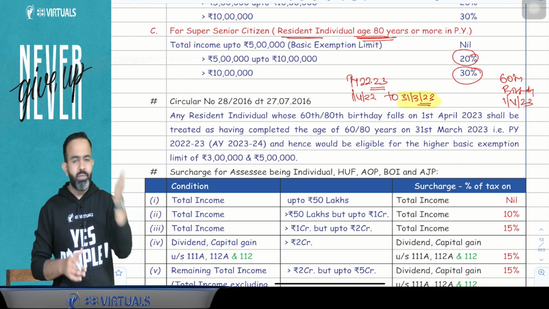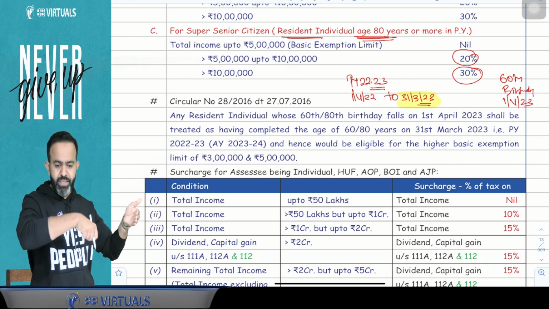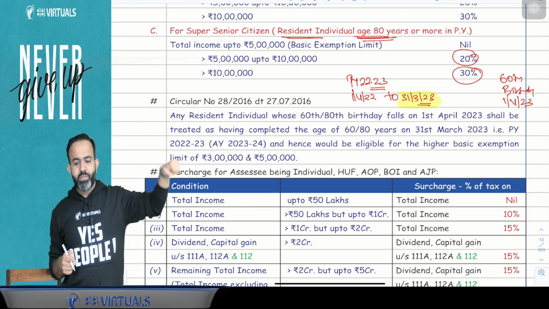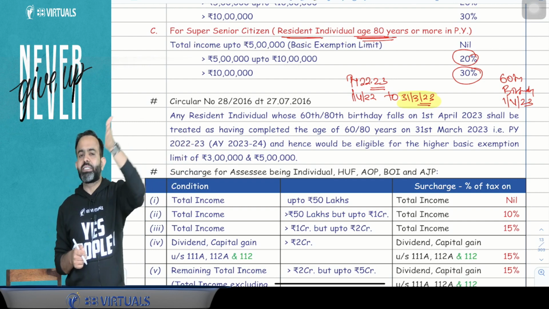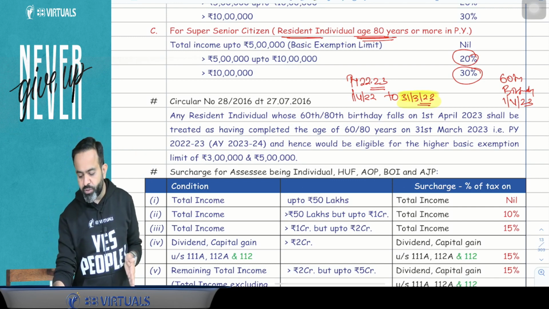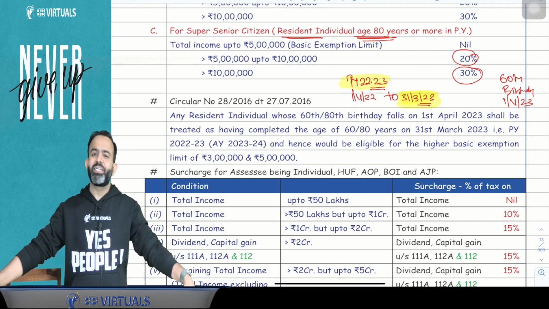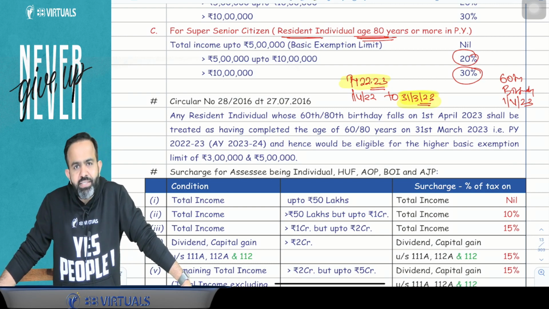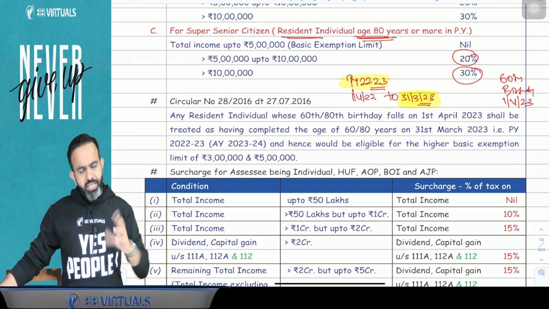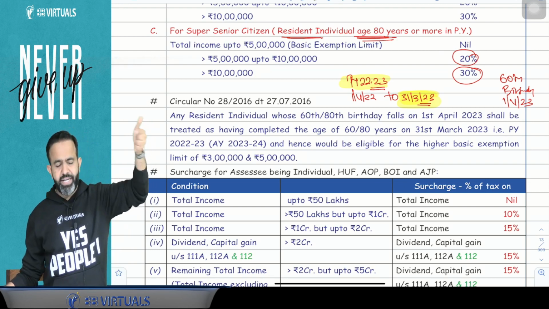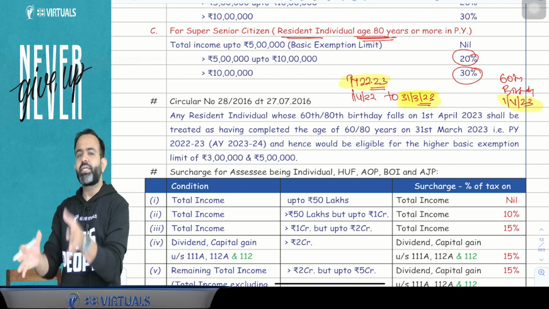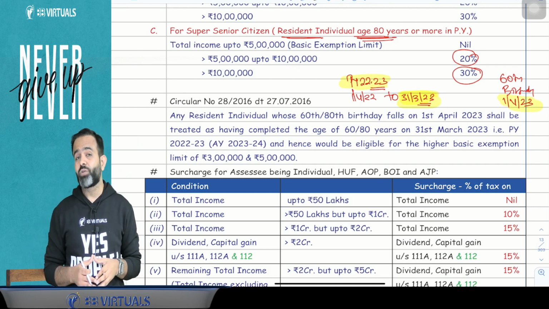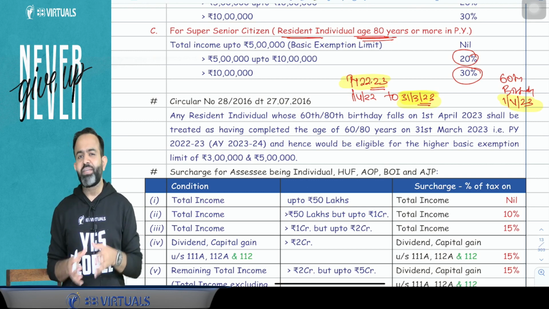What I'm saying is that if any individual is celebrating his 60th birthday, means he is cutting the cake on 1st April 2023, then also it is presumed that he has completed the age of 60 years on 31st March 2023, and in the previous year 22-23 he can claim the higher basic exemption of 3 lakh rupees. Or any person celebrating his 80th birthday on 1st April 2023, then also he has completed the age of 80 years on 31st March 2023, and he can claim the higher basic exemption of 5 lakh in the previous year 22-23.